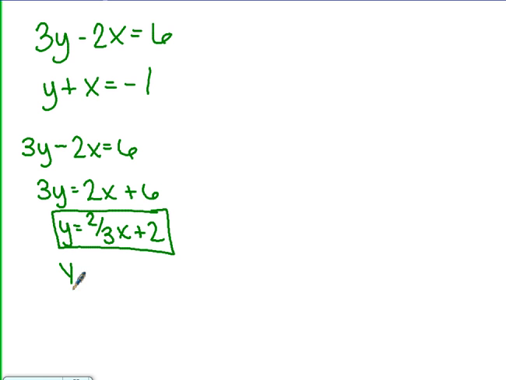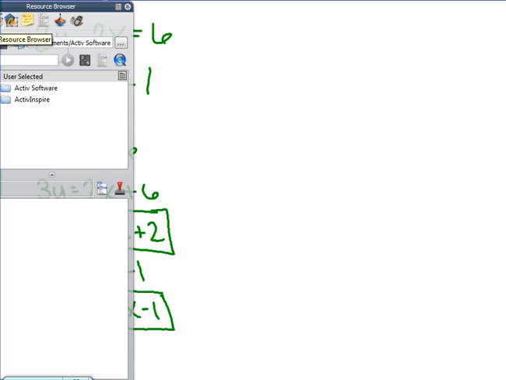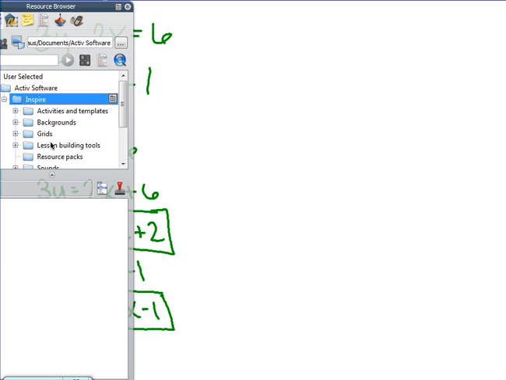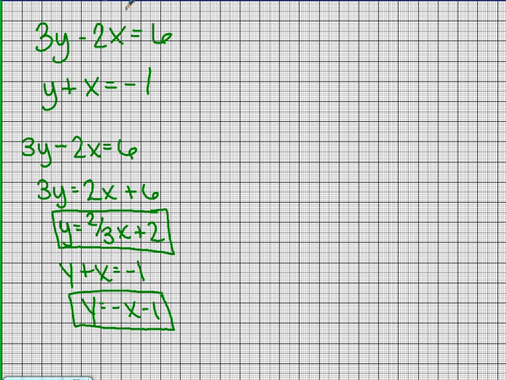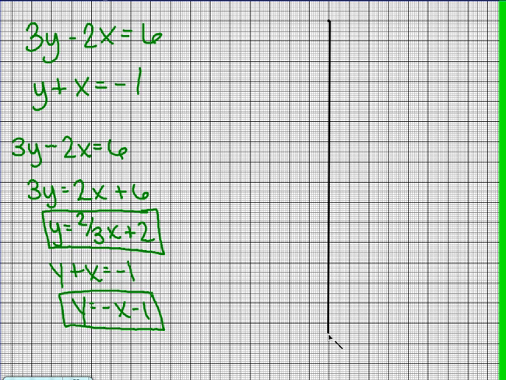And in our second equation, we have y plus x equals -1. All we have to do is subtract x. So we have y equals -x minus 1. That is our second equation. The next thing that we want to do is graph them. So let me pull out some graph paper here. We are going to form an xy coordinate plane. So there's our y-axis. Here's our x-axis.